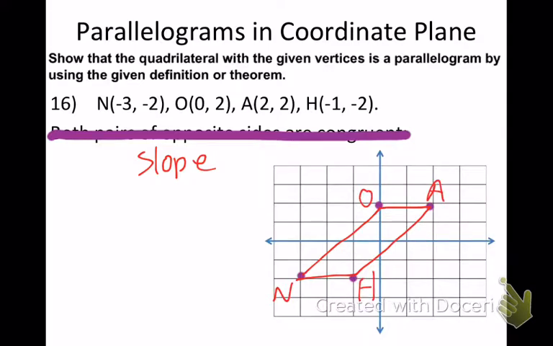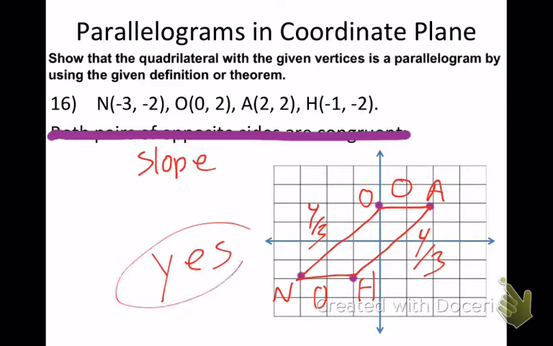All right, take a couple seconds, work these out on your own. I need to find the slope here. What's the slope from O to A? Jake O'Connor, O to A. From N to O. And from H to A. So is this a parallelogram? Yes, it is a parallelogram.